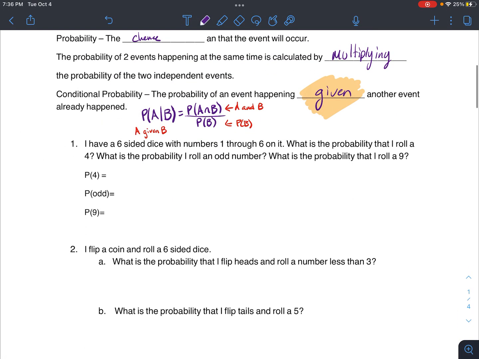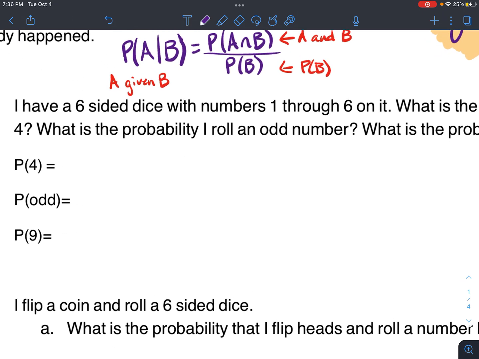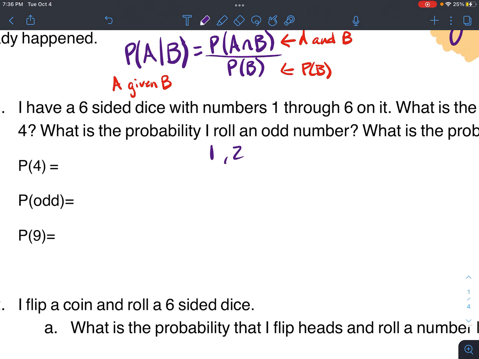So let's go and start. I have a six-sided die with numbers 1 through 6 on it. Let's just write out our sample space. We have 1, 2, 3, 4, 5, and 6. So we have 6 total outcomes. Now we want the probability that we roll a 4. Our desired outcome is we get a 4, and there's one desired outcome over 6 total.